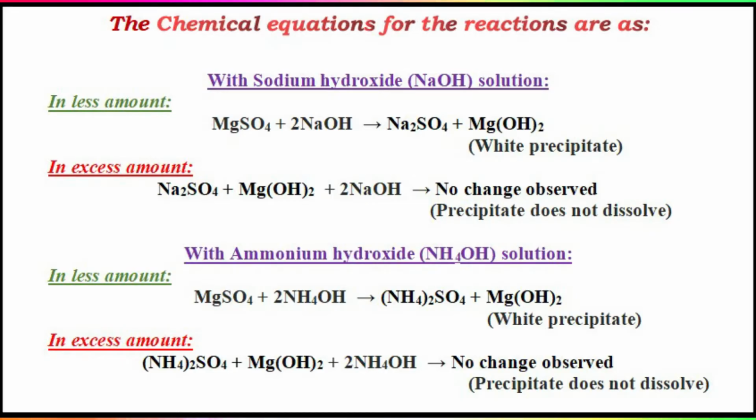The chemical equations for the reactions are as: with sodium hydroxide in less amount, MgSO4 plus 2NaOH gives Na2SO4 plus Mg(OH)2. In excess amount, there is no change observed. With ammonium hydroxide in less amount, MgSO4 plus 2NH4OH gives (NH4)2SO4 plus Mg(OH)2. In excess amount, again there is no change observed.